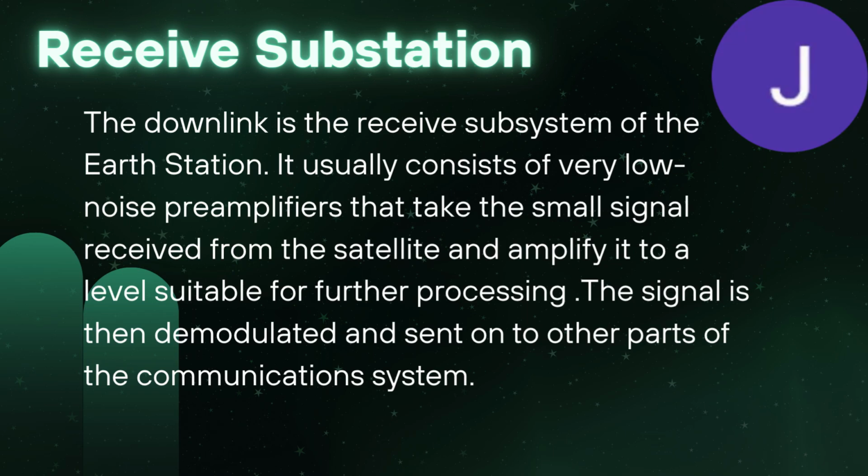Next is the receive subsystem. The downlink is the receive subsystem of the Earth station. It usually consists of very low noise preamplifiers that take the small signal received from the satellite and amplify it to a level suitable for further processing. The signal is then demodulated and sent to the other parts of the communication system. It receives a weak signal from the satellite and amplifies it using a low noise amplifier or LNA, and converts the frequency, also called down conversion. Then it will demodulate the signal.